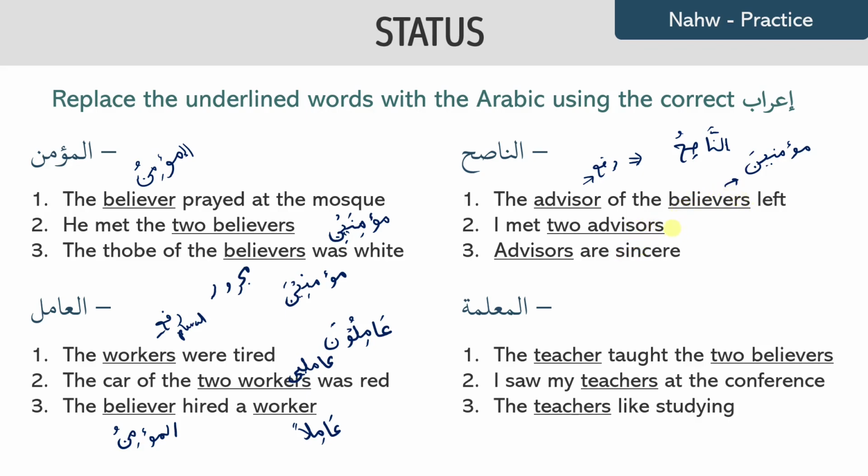I met two advisors. Again, this is nasab because it answers the question who did he meet, and it is dual. So the dual nasab is going to be nasihaini.